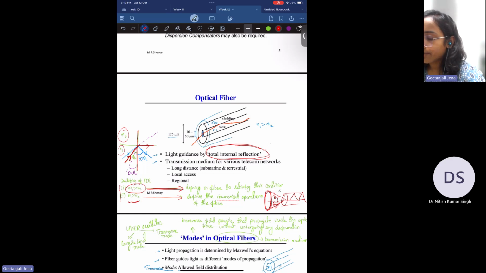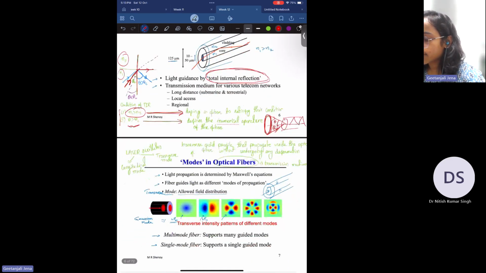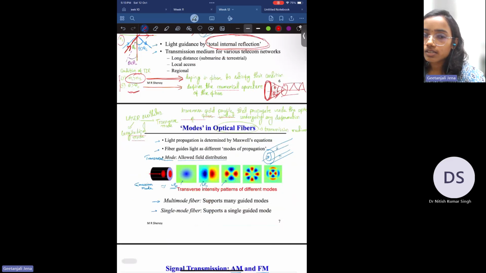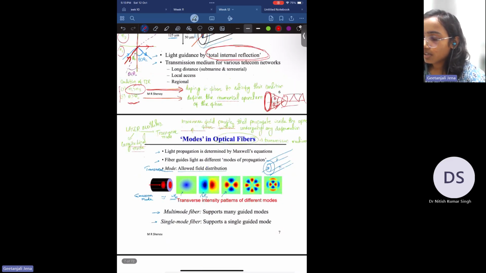And using optical fiber, you can use it for long distance communication, submarine and terrestrial communication, or you can use it for local access or regional purposes. So let us see how the information is being guided inside the optical fiber. If you recall, in the laser oscillator, we have seen two types of mode. One is longitudinal mode and another one is transverse mode.